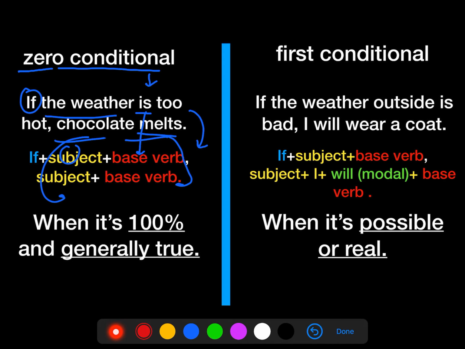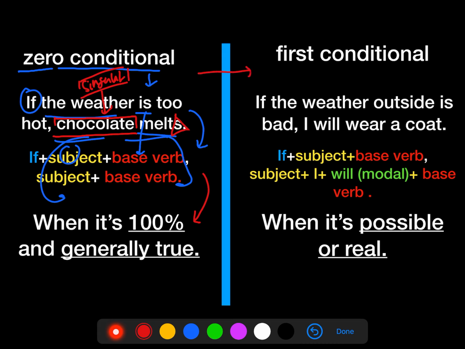And teacher, why did you put S in here? Because chocolate is singular here. We put S when it comes to a word which is singular. So let's go back to the track. We use zero conditional when it's 100% and generally true.